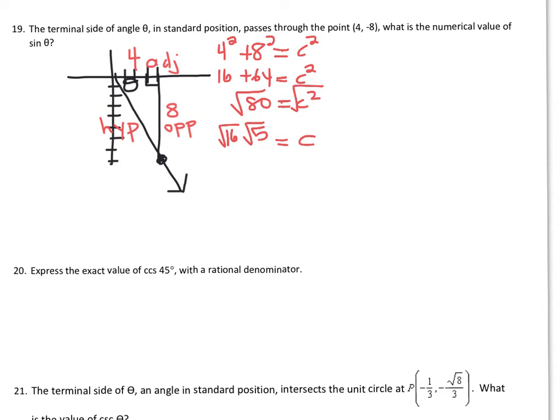Please don't write radical 4. Square root of 16 is not radical 4. It's just 4. It becomes a whole number. And then you could bring down your radical 5. And that is what our hypotenuse is equal to, 4 radical 5.